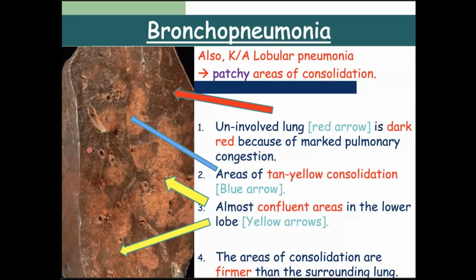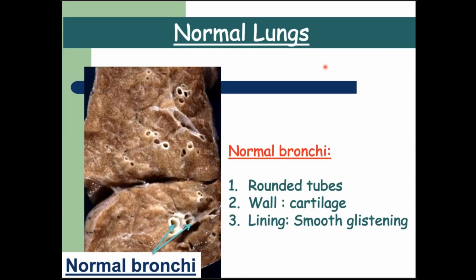So this is the same thing, but this is patchy. Not all the lobe is involved. It is a patchy area, so lobules are involved. That is why it is also called lobular pneumonia. Just to quickly go through the other disease, we have to quickly go through the normal bronchi, which are rounded tubes, which have cartilage in them. And the lining of the bronchi is smooth and glistening, shining.